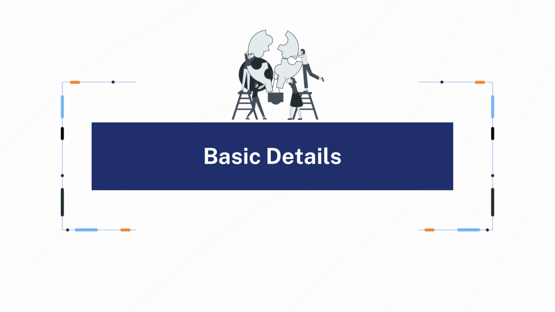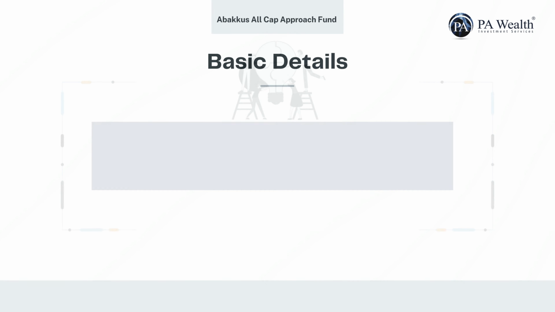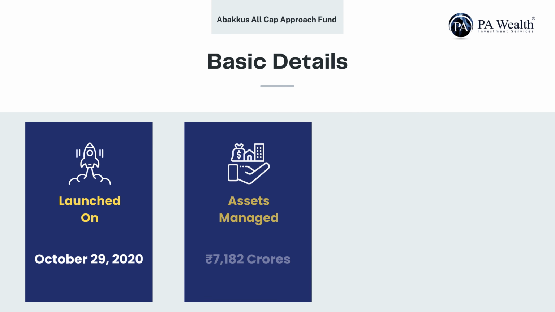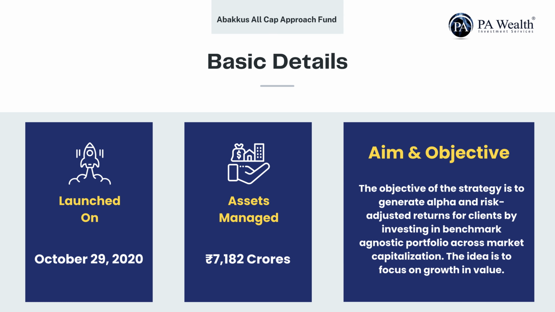Let's start with the basic details. This scheme was launched on October 29, 2020. This PMS scheme currently manages assets worth around 7,182 crore rupees. The objective of the strategy is to generate alpha and risk-adjusted returns for clients by investing in a benchmark-agnostic portfolio across market capitalization. The idea is to focus on growth in value.